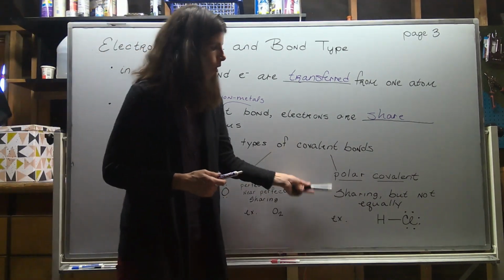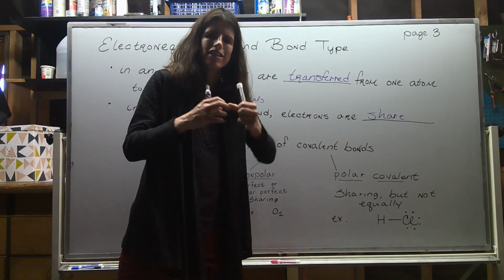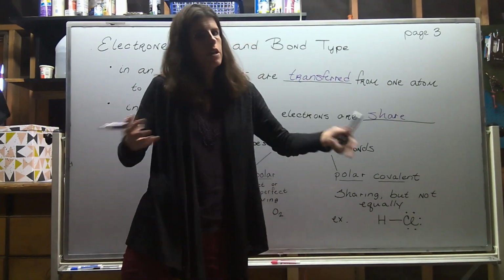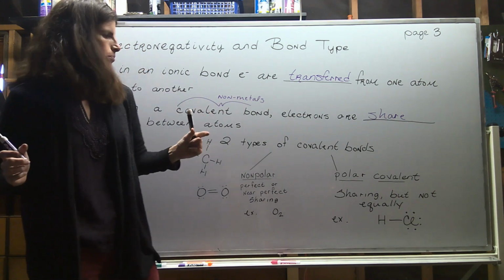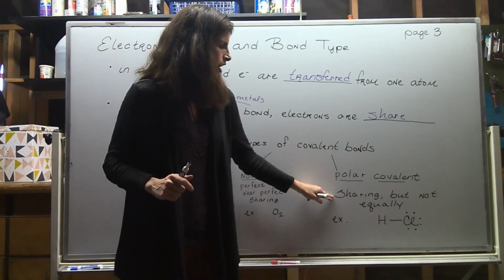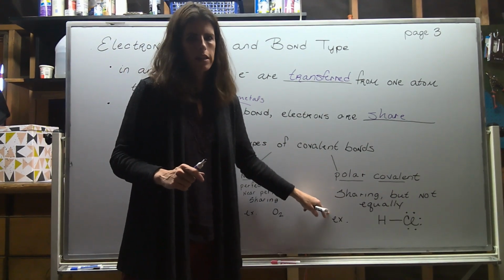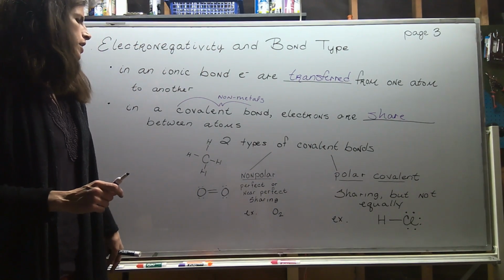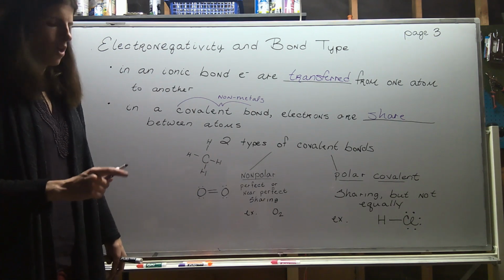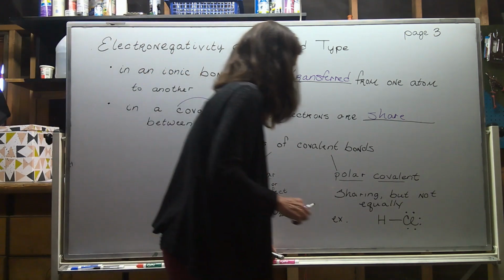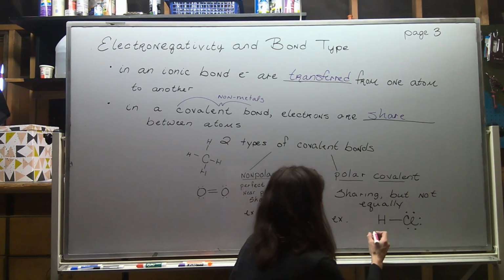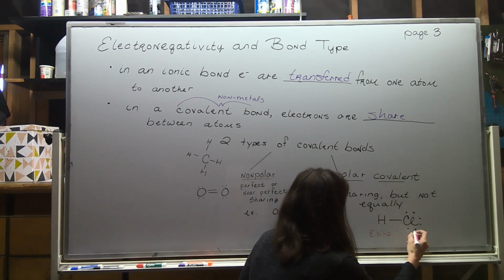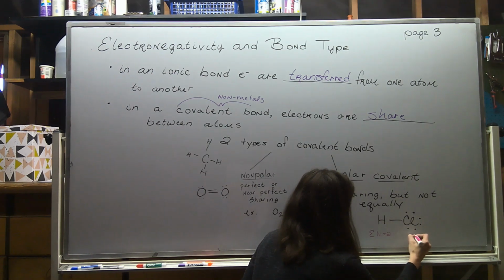Over here we have polar covalent. So as the electronegativity values, the difference there gets a little bit bigger, but not extreme enough to be ionic, just a little bit bigger. We're still sharing, but the sharing is not equal. So one example here would be between hydrogen and chlorine. What's hydrogen? I think hydrogen comes in at an electronegativity value of around 2.1, and your chlorine is about 3.0.